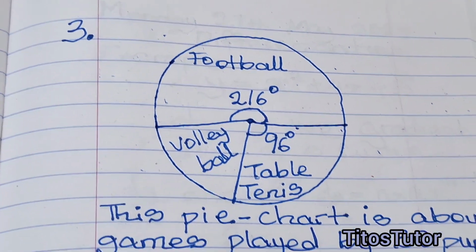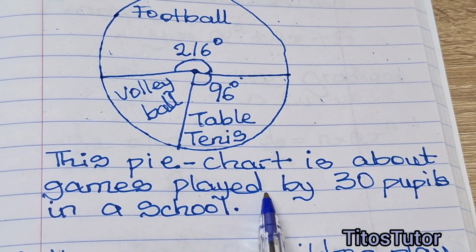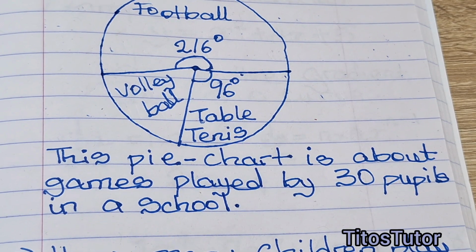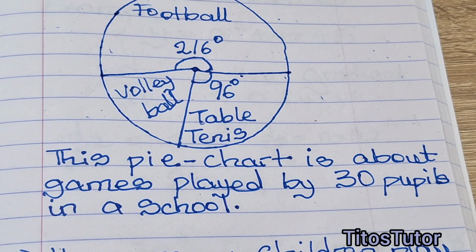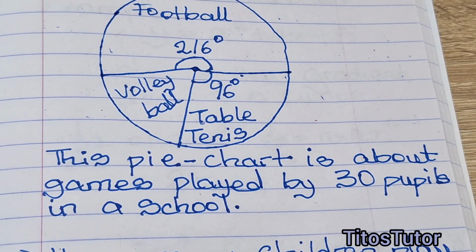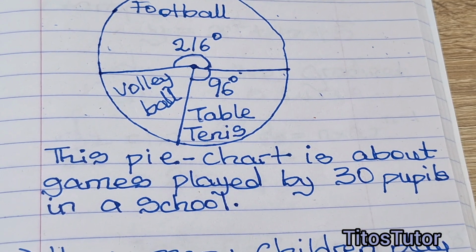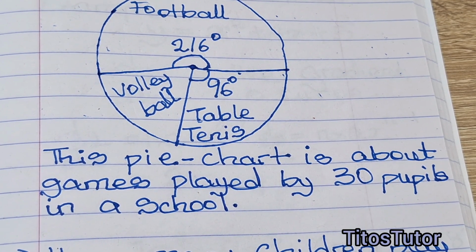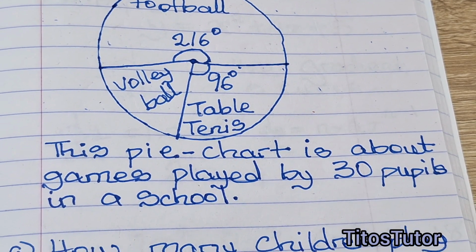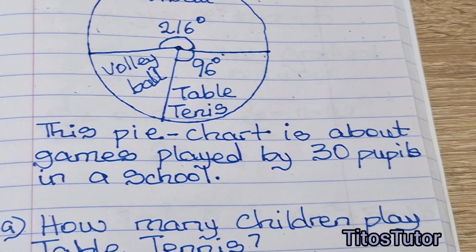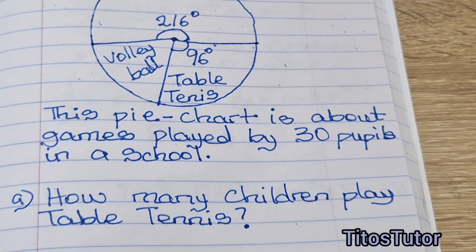So let's read the question. It says, this pie chart is about games played by 30 pupils in a school. So the question has told us that the total number of people in that school is 30. And the pie chart represents the games they play. So how many children play table tennis is our first question. How many children play table tennis?